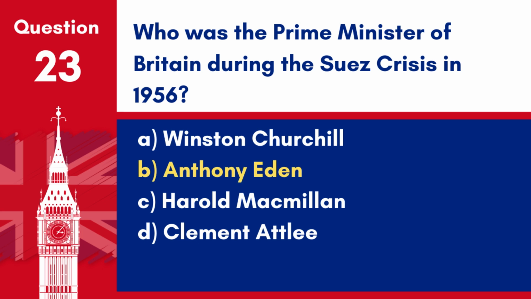Answer B. Anthony Eden. Anthony Eden was the Prime Minister during the Suez Crisis in 1956, which was a pivotal moment in post-war British foreign policy.